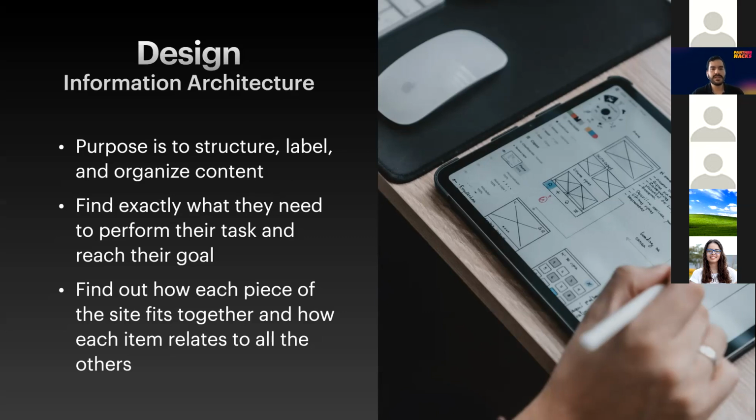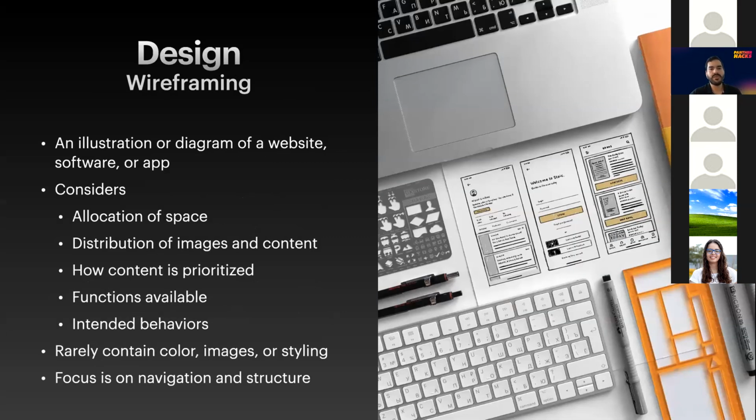So the next thing I have is wireframing. This is when we actually start sketching out and creating the different parts of our application. Wireframing in UX design refers to an illustration or a diagram of a website, mobile app, or software. It looks at different components here. One of them is the allocation of space on the page. So how you work with white space and how you allocate the different elements. How you distribute the images and the content within the page.